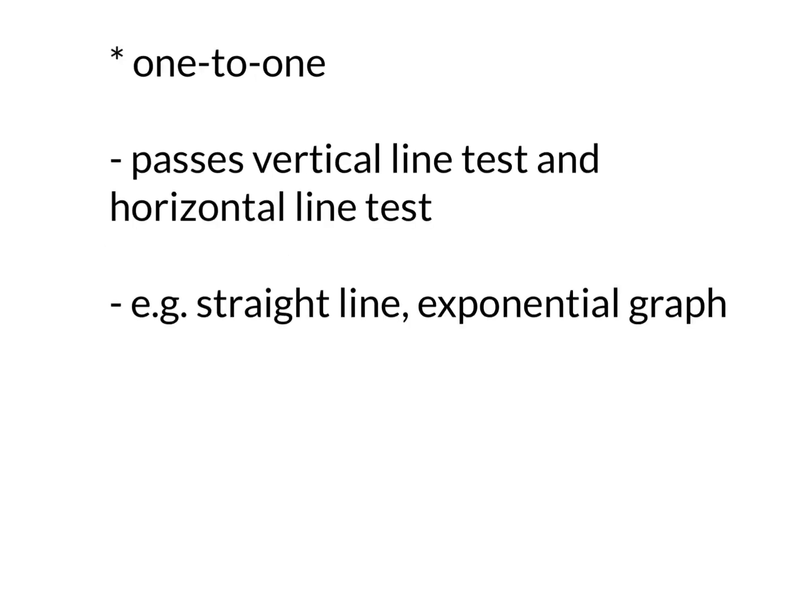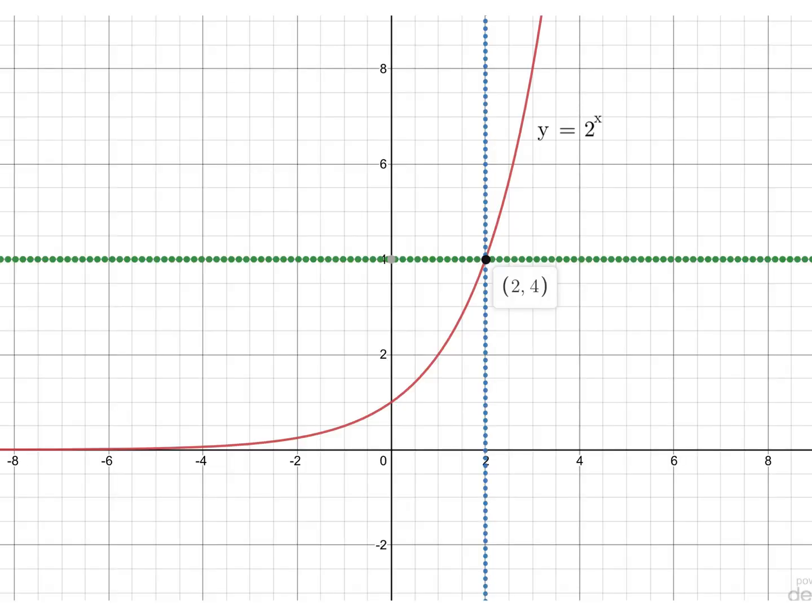So a one-to-one passes the vertical line test and the horizontal line test. And there are some examples, and we're going to have a look at an exponential for this. As you can see, the exponential y equals 2 to the x passes the vertical line test because the vertical line only passes through one point on the graph at any particular time. But so does the horizontal line test.